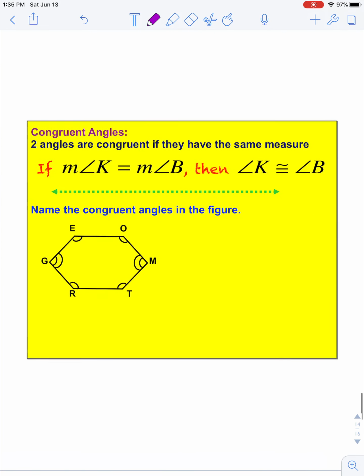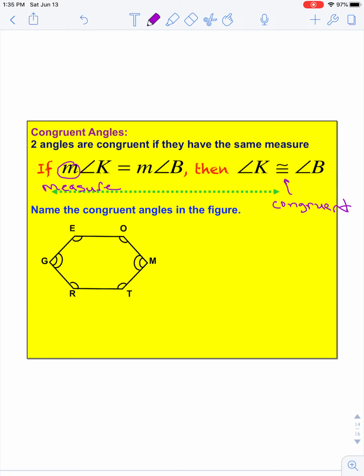All right, another thing we're working on is congruent angles. Again, similar to congruent segments, if two segments have the same length, then they are congruent. Here, if two angles have the same measure, then they are congruent. So we have, if the measure of angle K, that's what this little M stands for, that's kind of a scripted, italicized M, this means measure. So if the measure of angle K is equal to the measure of angle B, then we can say that angle K is congruent to angle B. Remember, that symbol is congruent.